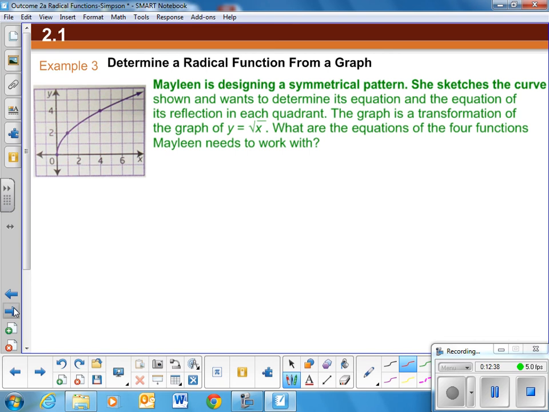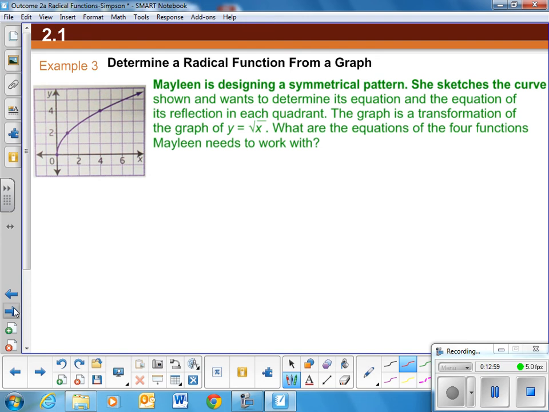Last example. Mayleen is designing a symmetrical pattern. She sketches the curve shown and wants to determine its equation and the equation of its reflection in each quadrant. The graph is a transformation of the graph y equals root x. What are the equations of the 4 functions Mayleen needs to work with?